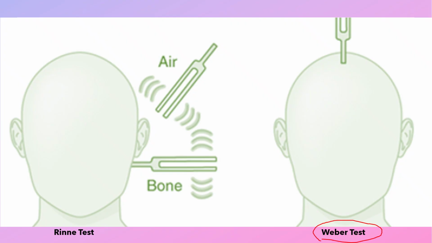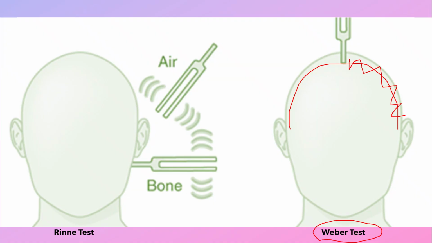The Weber's test is done by taking a 512 Hz tuning fork, striking it against a surface, and then placing the base of the tuning fork at the midline of the forehead, or at the bridge of the nose. With the vibrating tuning fork placed there, we ask the patient what they notice, and they may have one of the following responses. They may say, I hear the sound migrating to both sides equally, and that will be a normal response. Another response they may tell us is that they hear the sound louder in the left ear.